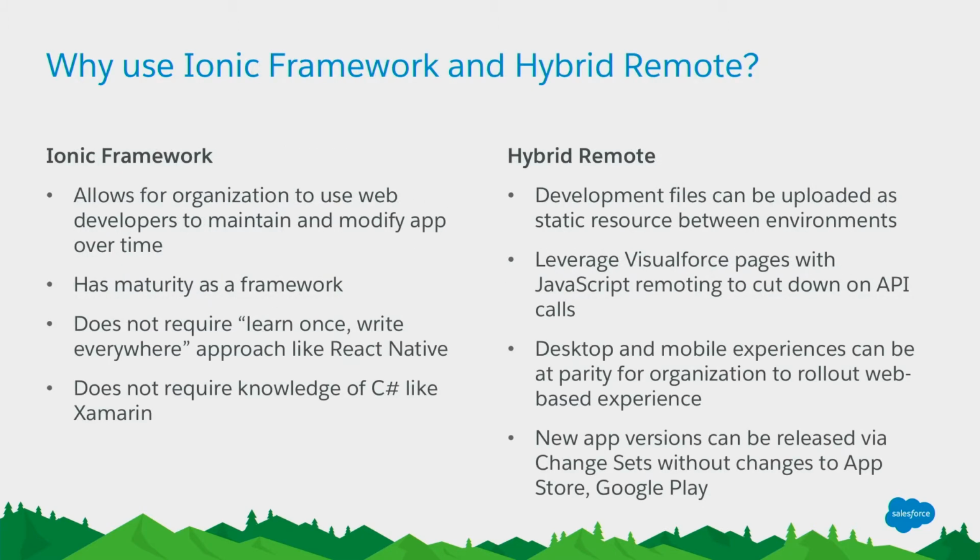And in terms of why we decided to use Ionic Framework, it allowed them to use the existing web development team that they had to make those changes that they see fit. Ionic Framework is going into its version 2 beta right now, as Angular, Google's JavaScript framework, is also going into version 2. So it has good maturity. It doesn't require that learn once, write everywhere pattern that React Native has. And also, we didn't have to learn C# to do Xamarin.